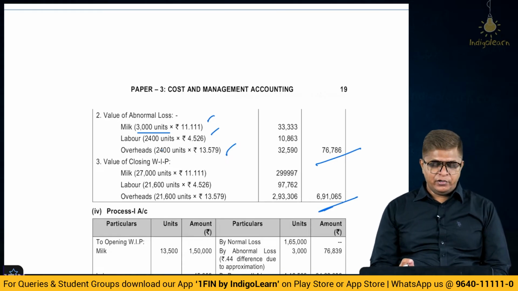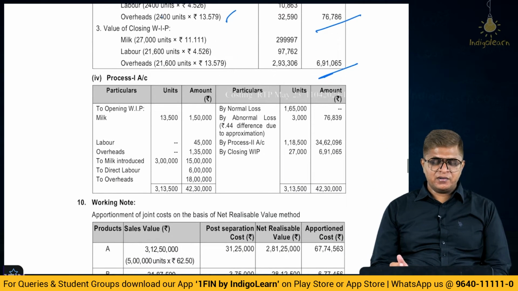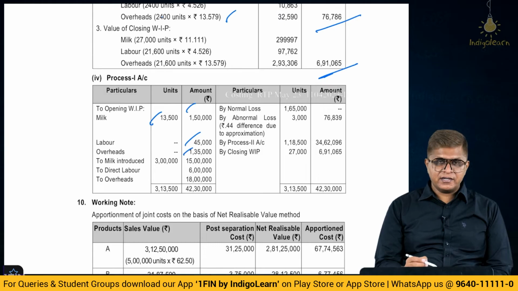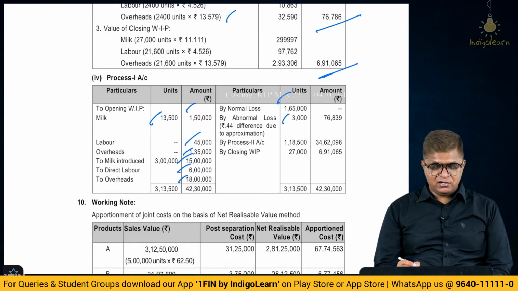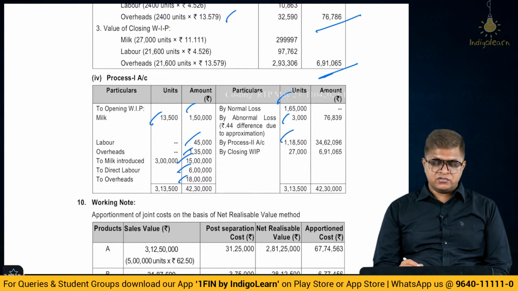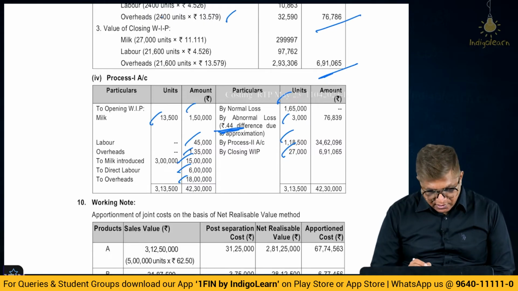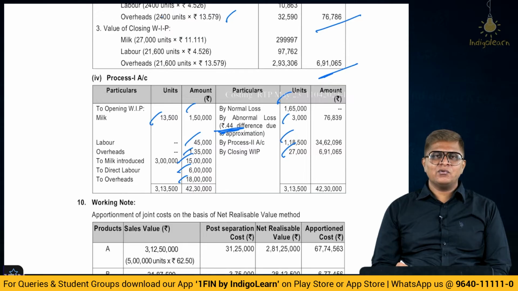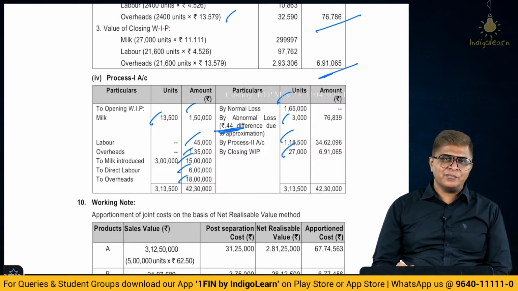Likewise, in a similar fashion, we arrive at the value of closing WIP. Then they have also asked us to prepare a process account, which is simple and straightforward. So opening WIP milk with the cost, labor included in the opening stock, the milk introduced during the period, labor cost and overheads incurred during the period. On the other side, normal loss, abnormal loss, process transferred and closing WIP. They are saying a 0.44 paisa difference they have adjusted in the abnormal loss, which is the balancing figure, due to rounding differences. So, pretty simple, straightforward.